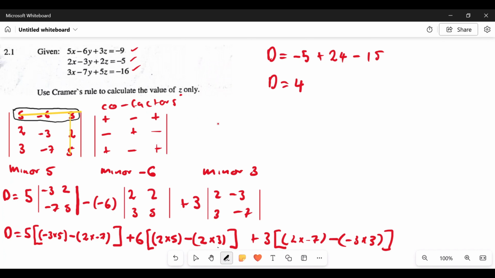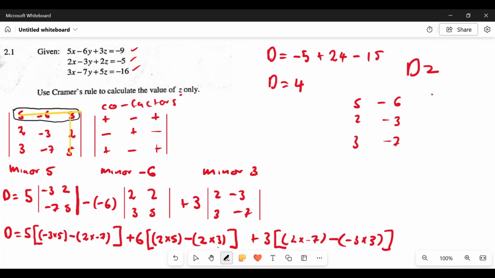Right. So now that we managed to calculate the determinant, it's time for us to calculate the determinant for Z. So let's recreate the square matrix again when we calculate for dz. We need to recreate our square matrix, but this time around we'll have to take the constant values and substitute them for the coefficients of z. Basically what I mean is the first column, which is 5, 2, 3, is going to remain like that. The second column, which is negative 6, negative 3, and negative 7, is also going to remain like this.